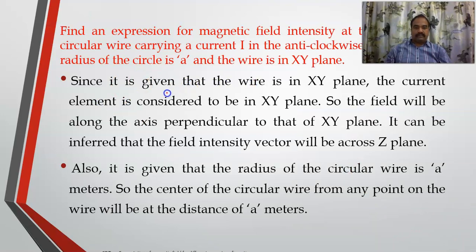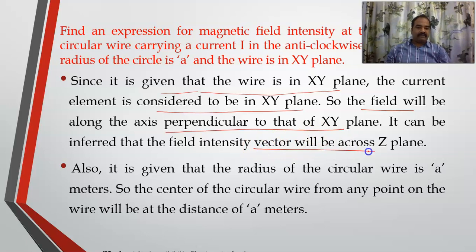Since it is given that the wire is in XY plane, the current element is considered to be in XY plane. So the field will be along the axis which is perpendicular to the XY plane. We have seen in the previous figure that the field intensity vector will be along the Z axis, because perpendicular to the XY plane is Z. So we will get magnetic field intensity along the Z direction.